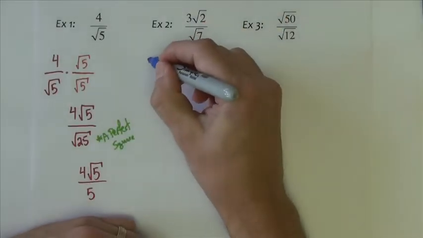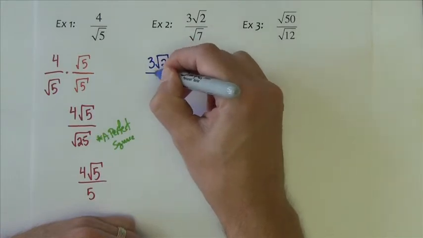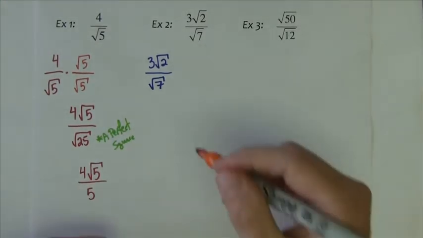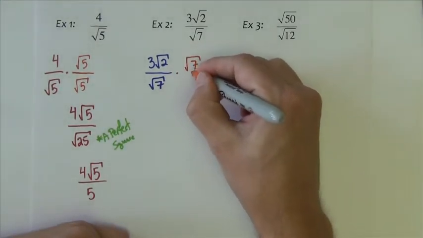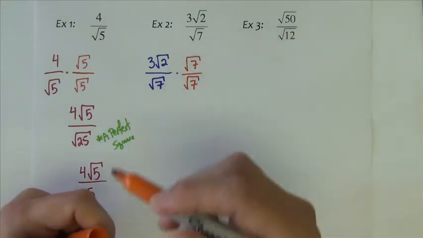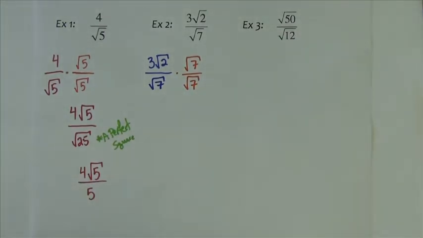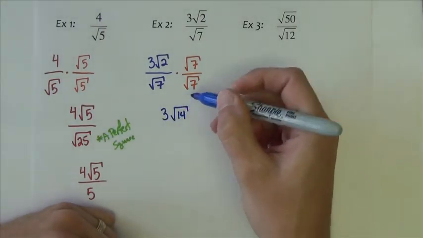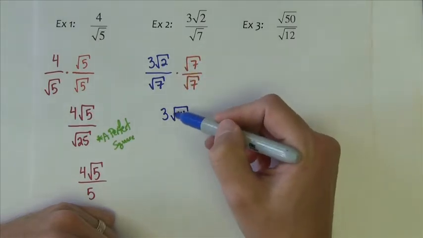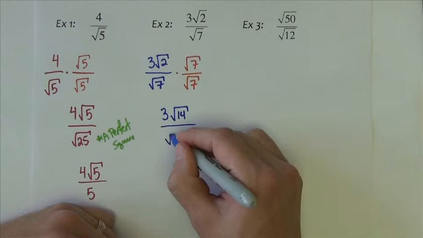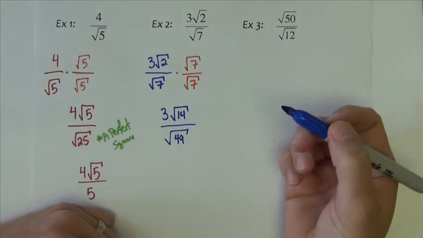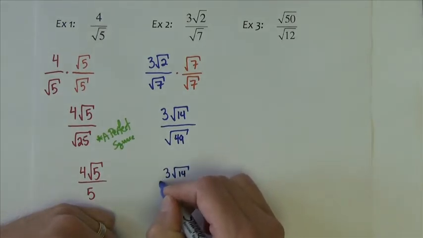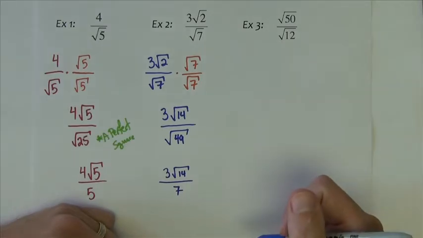Okay, this second example, we have 3 square root of 2 divided by square root of 7. Here we're going to multiply top and bottom by square root of 7. And so the numerator becomes 3 square root of 14. Here the 2 and the 7 can multiply because they're both under the square roots. The denominator becomes the square root of 49. That's 7 times 7. So we get 3 square root of 14 over 7.